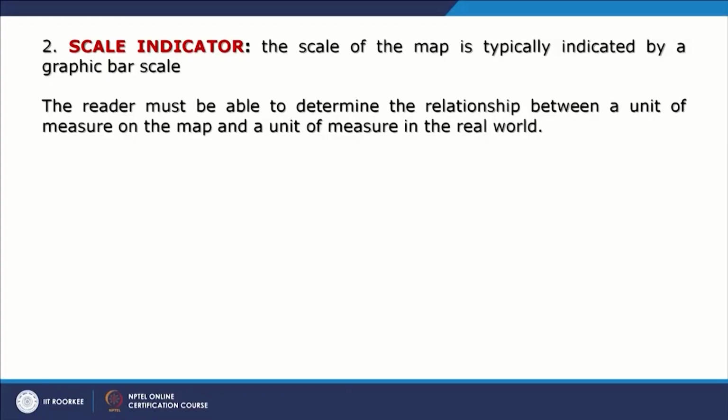Now, the second map element is the scale, and this scale indicator is very important, and one should not use the ratio scale. If I use a graphic bar or scale bar, saying this is 0, this is 10 kilometers, and that map is reduced by the publisher or by anybody, even during photocopying, the scale bar will also reduce accordingly, and there will not be any error in the scale.